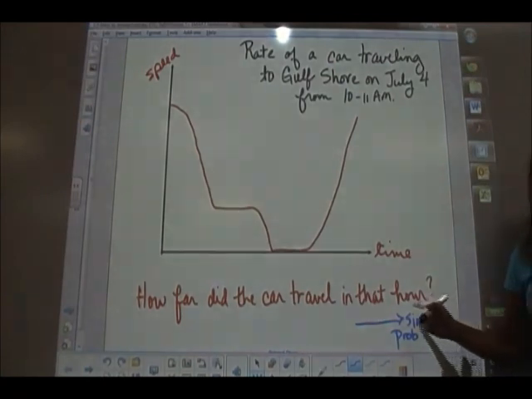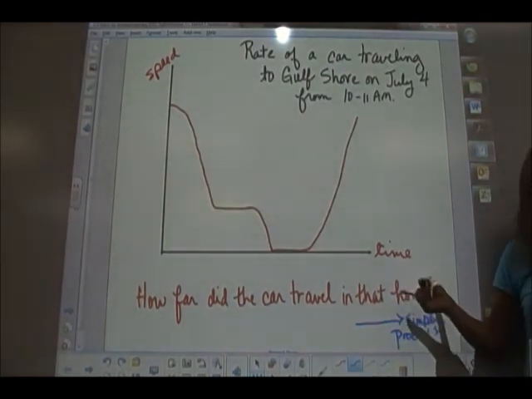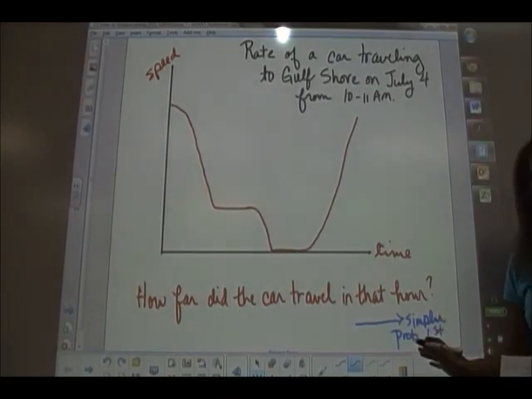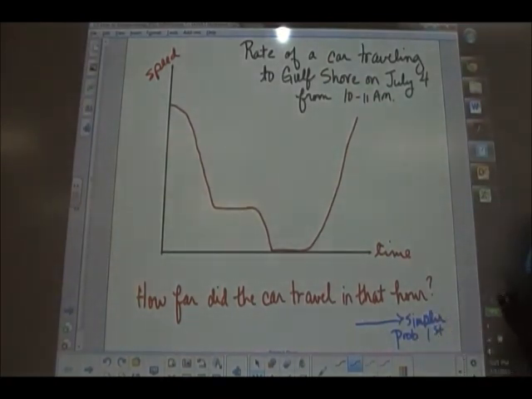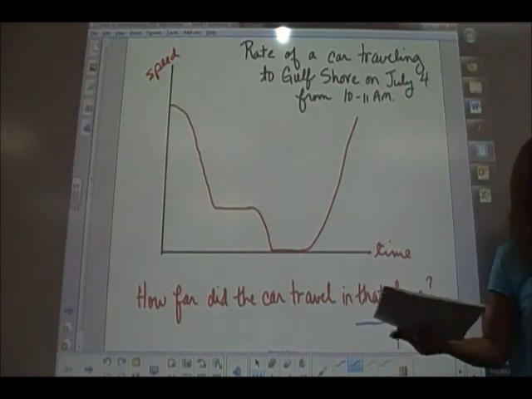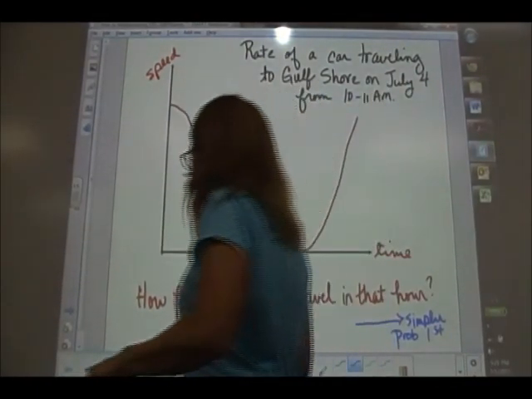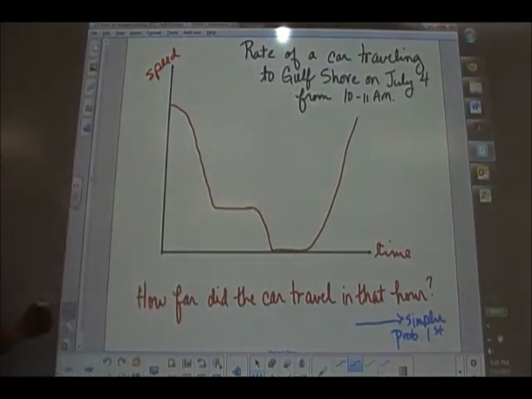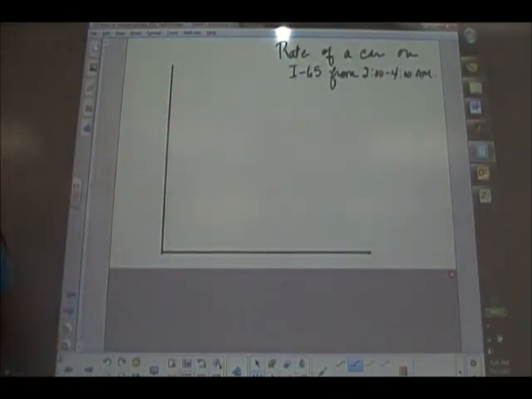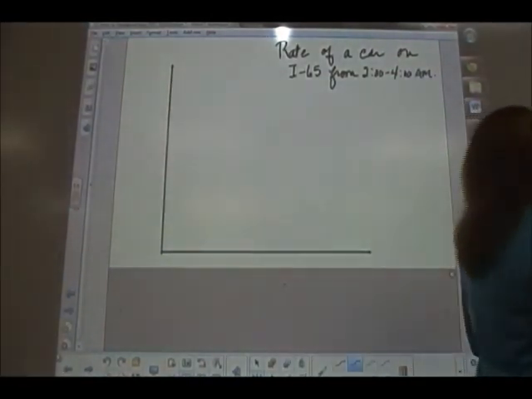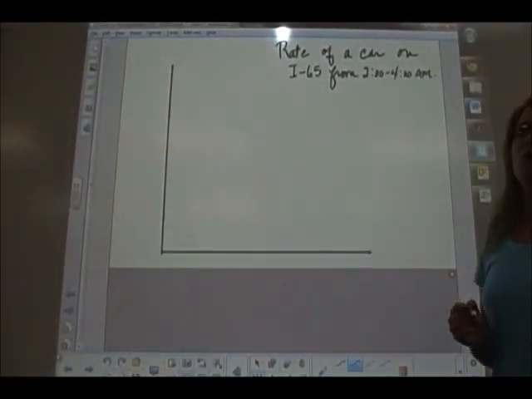Well, to figure this out requires calculus. But let's look at a simpler idea that doesn't require calculus so that we can equate the simpler idea with what we're going to have to do to estimate using calculus. So let's go to the simpler idea and then we'll come back to this in just a minute. So let's say you're driving on the interstate. You're on I-65 and you're driving between 2 and 4 a.m.